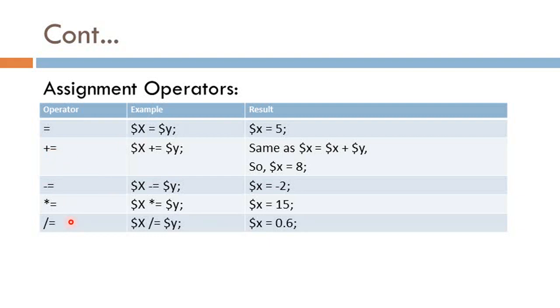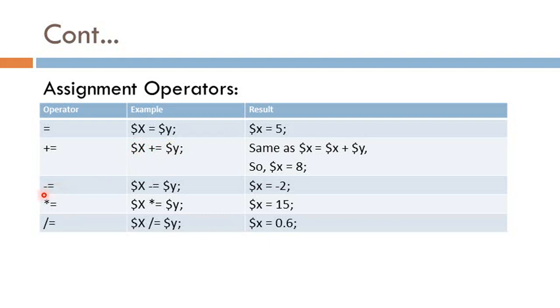Now the second is plus equal to. These operators are shorthand assignment operators. Here I write, for example, $x plus equal to $y. It is the same as $x equals $x plus $y. This operator adds the value of its right operand to the value of its left operand and assigns the result to the left operand.